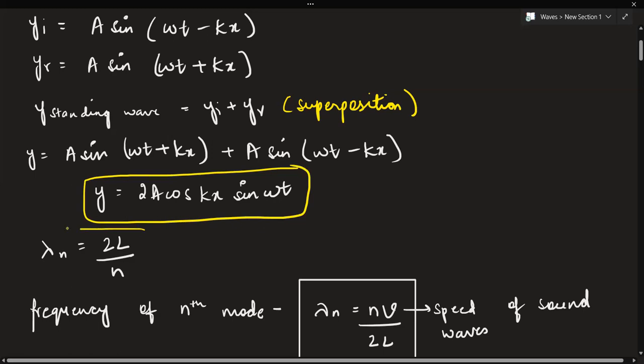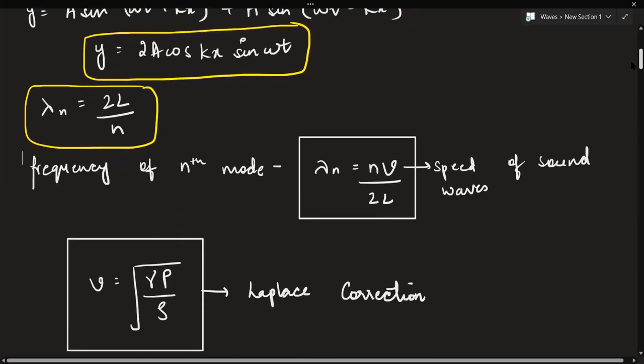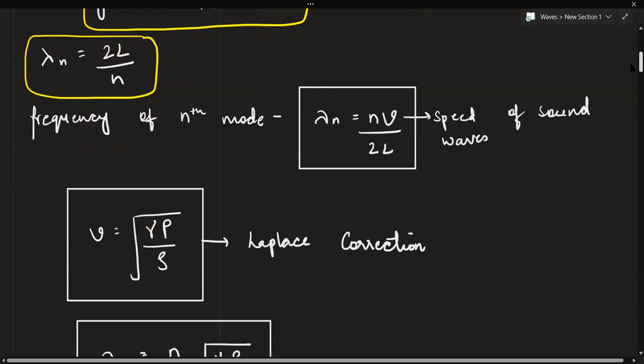And the wavelength will be 2L divided by n. So for n equals to 1, wavelength will be 2L, that is, length will be half of the wavelength, similar to the previous one that we have done. One more thing, the frequency of the nth mode will also be the same. Here v is the speed of sound waves. So the frequency for the nth mode of vibration will be nv divided by 2L.